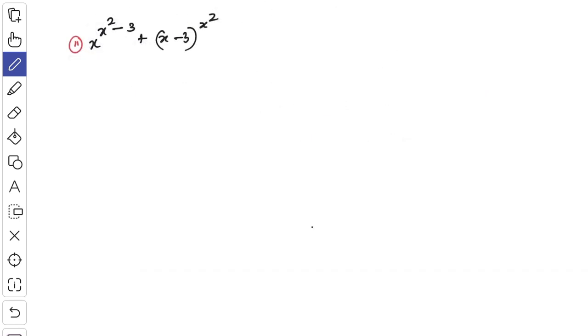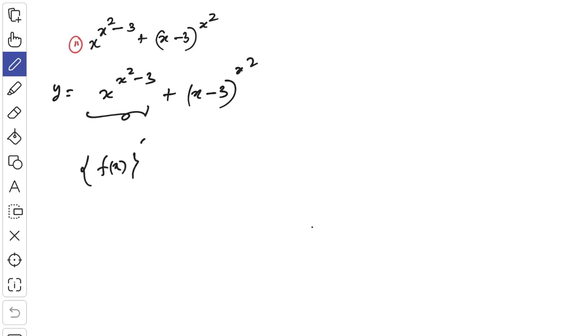That's what. So now question number 11, y is equal to x to the power x square minus 3, plus x minus 3 x square. Now here you see, this is in this form. This part is also f of x whole to the power g of x, and this is also f of x to the power g of x. So in this case, you have a sum of two functions, then never start with taking log.